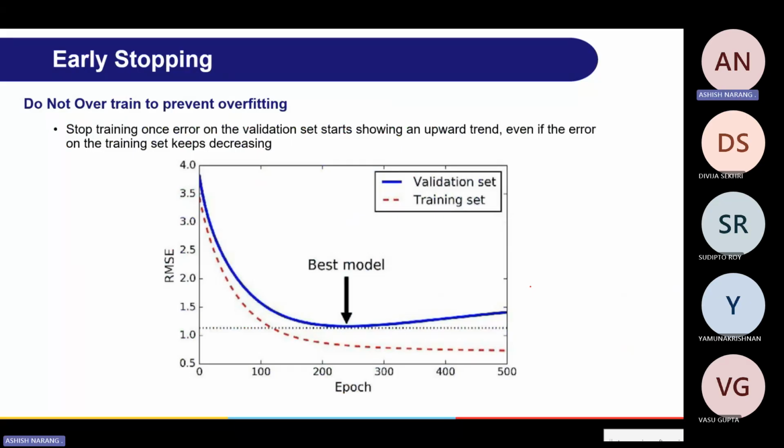Don't overtrain to prevent overfitting. That's another way: early stop. Stop training once the error on the validation set starts showing an upward trend, even if the error on the training set keeps decreasing. You see here, training error is decreasing with the number of iterations, while the test error also decreases up to a certain point and then starts increasing. So we can stop here. This is what they're trying to say: early stop, better convergence.